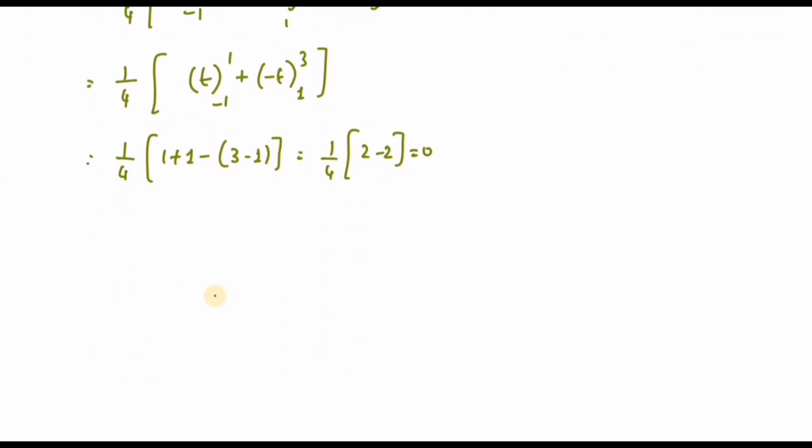So in a similar way we need to find the value of cn. cn is equal to again 1 divided by 4, integral from minus 1 to 3 of x of t e power minus j n omega naught t dt, right?